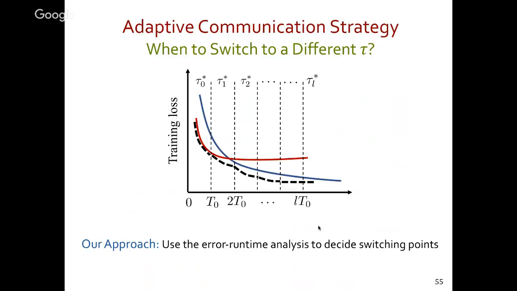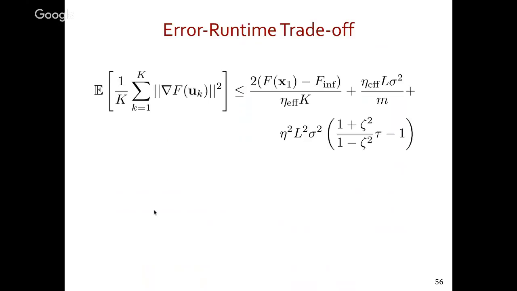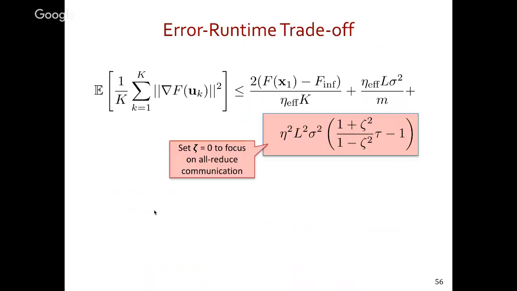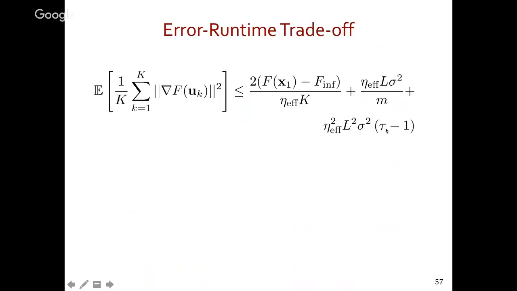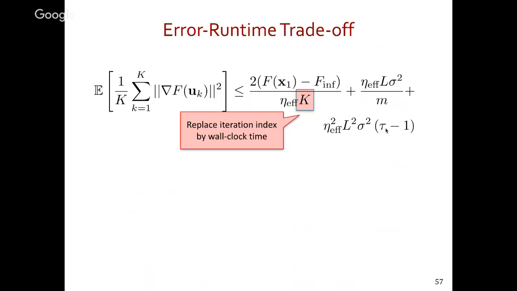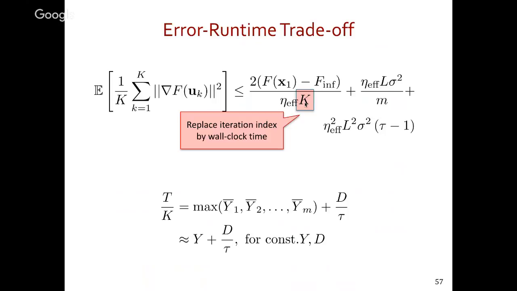Intuitively we get the idea, right? That we should start with a large value of tau and then slowly go on decreasing tau, or in other words, try to average more frequently. But switching tau is quite non-trivial because you don't know when these curves cross each other and when you should switch in practice. So our approach is to use our error-runtime analysis that I presented before to decide these switch points. A simple way to do that is to use this error bound, and let's focus on the version of the error bound with the central server. So I'm setting zeta equal to 0 because zeta was for the decentralized network topology. If we focus on the error bound only with the tau parameter, then the way we can get the error-runtime trade-off is to change this K, which represented the number of iterations, to the wall clock time. We know that the wall clock time is as shown over here.